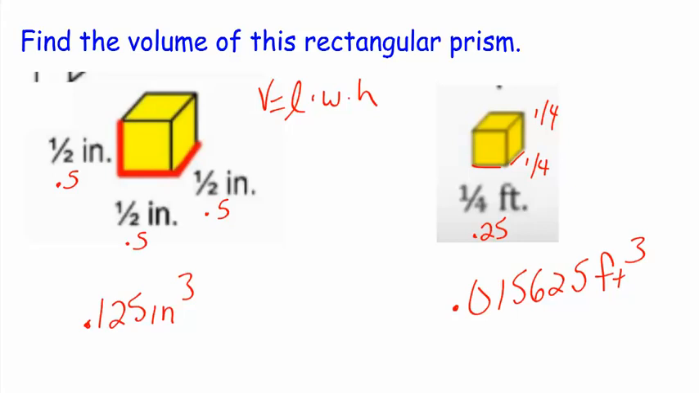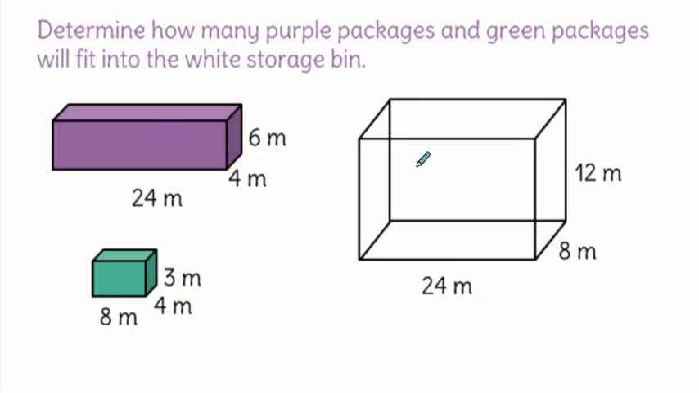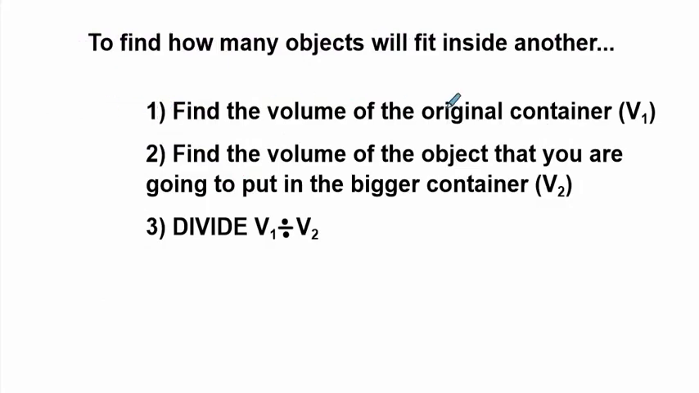The next part for a fraction, for sixth grade now, is you're going to be given a figure. This is my figure. It says determine how many purple packages or green packages would fit into the white storage bin. So I want to know how many of these will fit inside of there. Here's what you need to do to solve that problem. Number one, find the volume of the big container. We'll call that volume 1. Then find the volume of the second container, and then you simply divide them. That's it, guys. Not a big deal, okay? So let's do a practice.